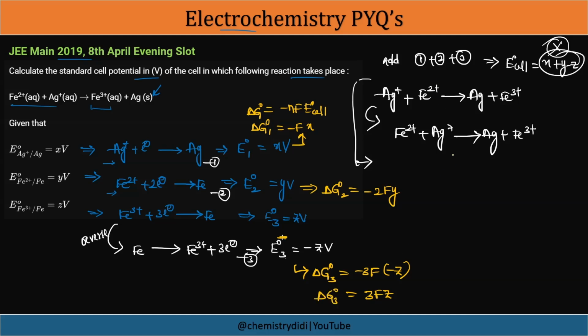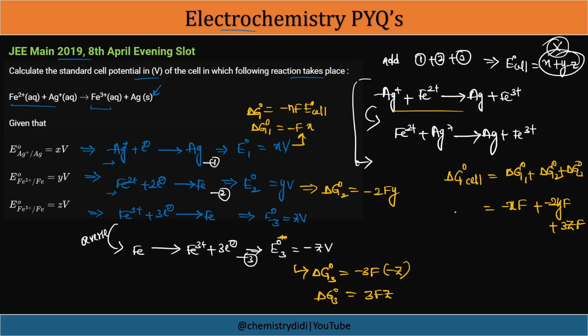Now, Gibbs free energy is an additive property. So delta G naught cell for this particular reaction is equal to delta G naught 1 plus delta G naught 2 plus delta G naught 3, as we have got the desired equation by adding all three equations. That's why we are adding the delta G naught also. So what you'll get here: delta G naught is minus XF, plus minus 2YF, plus 3ZF.